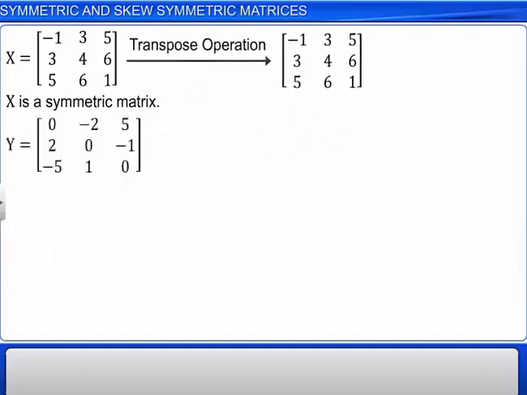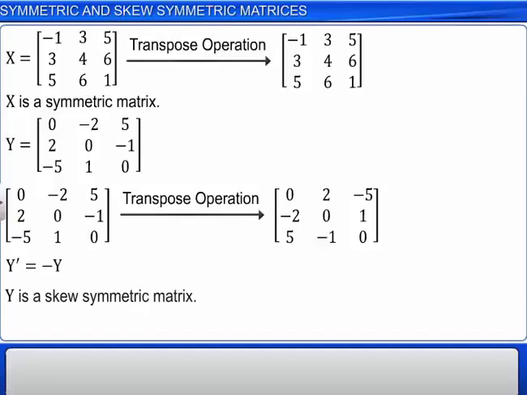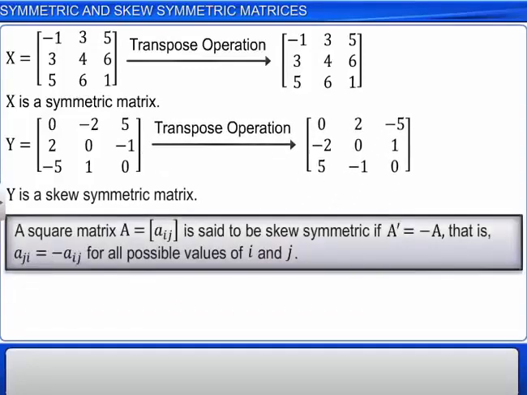Let's observe another property associated with the transpose of a matrix. Let's find the transpose of the matrix shown here. We can observe that the transpose is equal to the negative of the matrix. In this case, Y is called a skew symmetric matrix. A square matrix is said to be a skew symmetric matrix if its transpose is equal to the negative of itself.